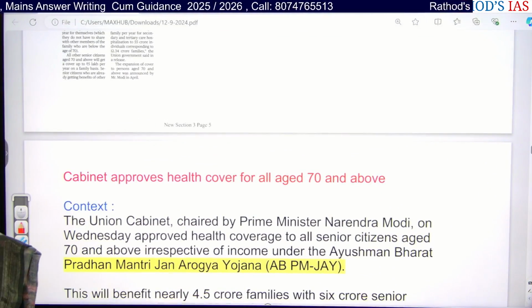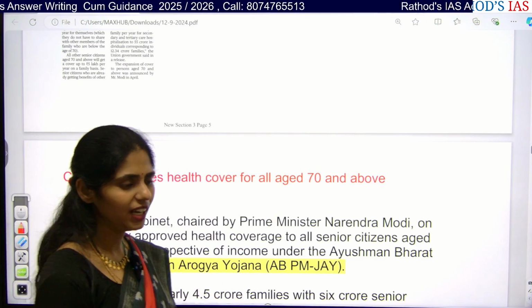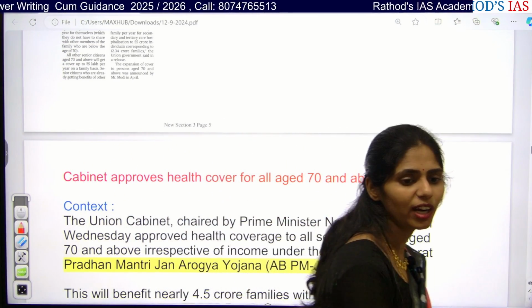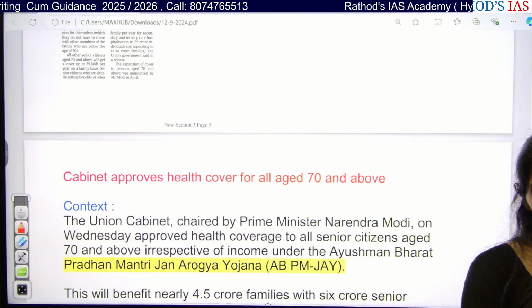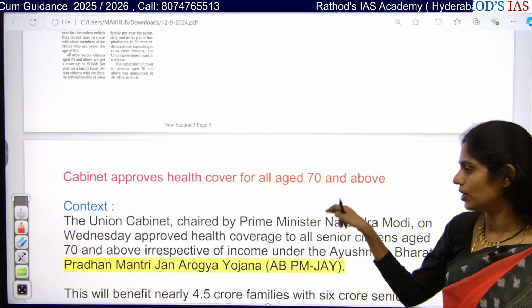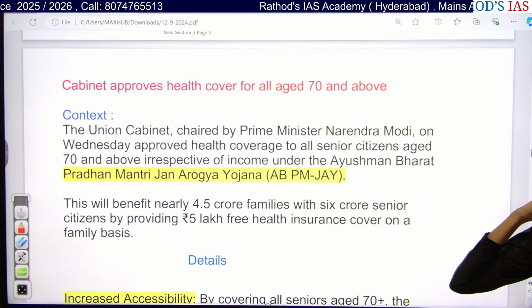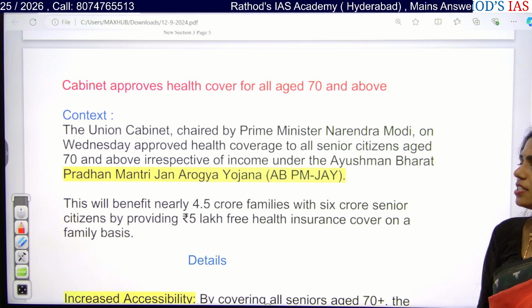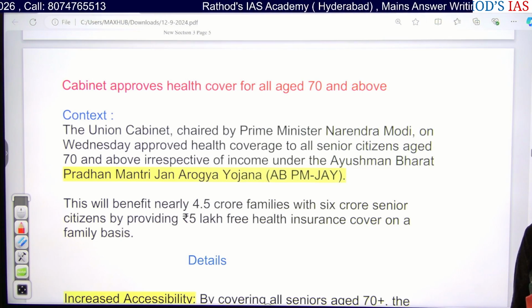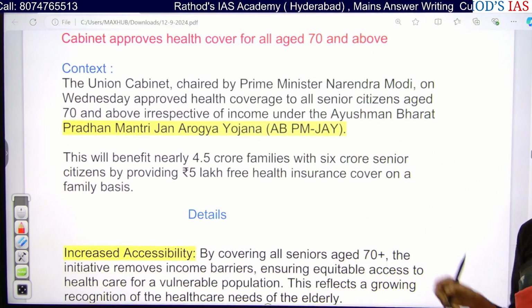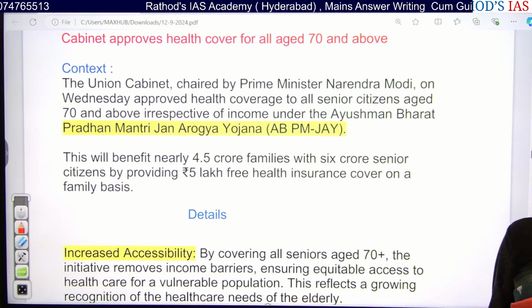Okay. Let us see this article. From which subject will you be reading this? From health, from governance, from economy point of view, from society point of view. Okay, so all these things you can cover. The Union government, chaired by our Prime Minister, approved health coverage to all senior citizens aged 70 and above. So under which scheme? Ayushman Bharat, that is Pradhan Mantri Jan Arogya Yojana.